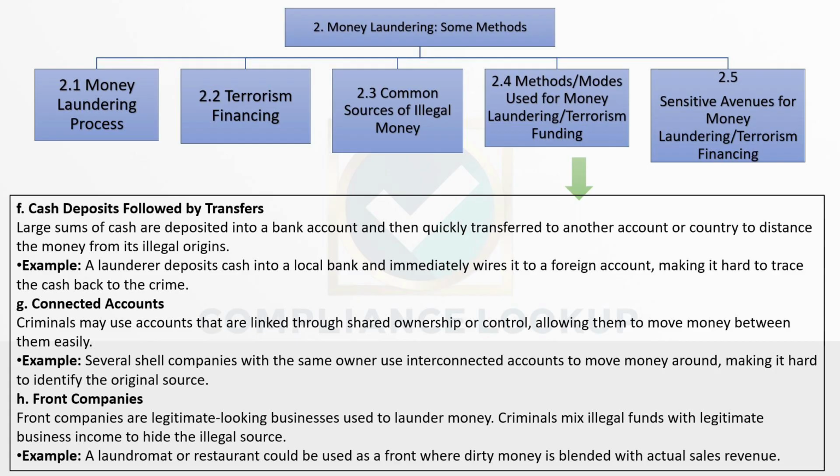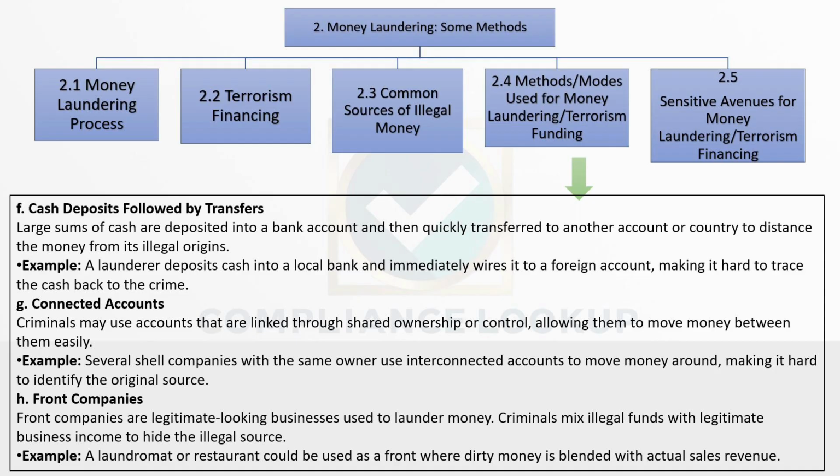G. Connected accounts. Criminals may use several accounts that are connected through shared ownership or control to move money easily between them. These accounts are often held by shell companies, which are companies that exist only on paper with no real business operations.